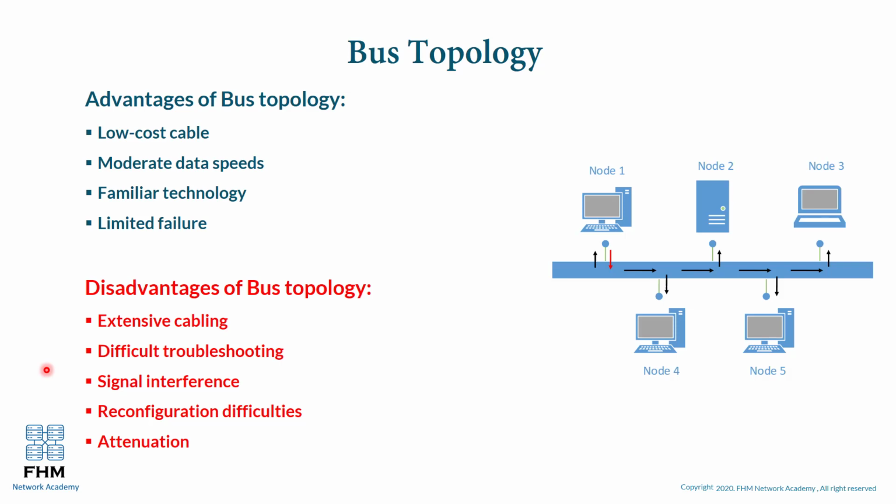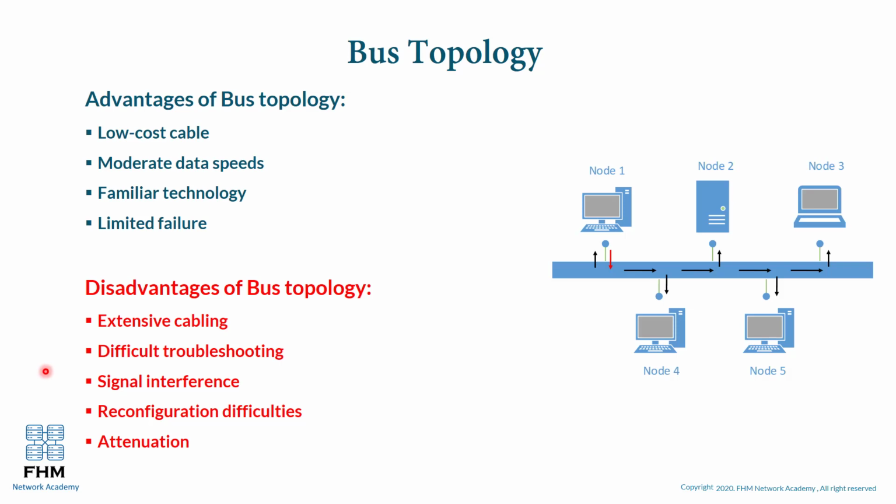As you know, if two nodes send a message simultaneously, then the signals of both nodes collide with each other and a collision would happen. This drawback can be named signal interference, which is another disadvantage of bus topology. Adding a new device to the network would slow down or cause downtime in the network, so reconfiguration could be difficult.